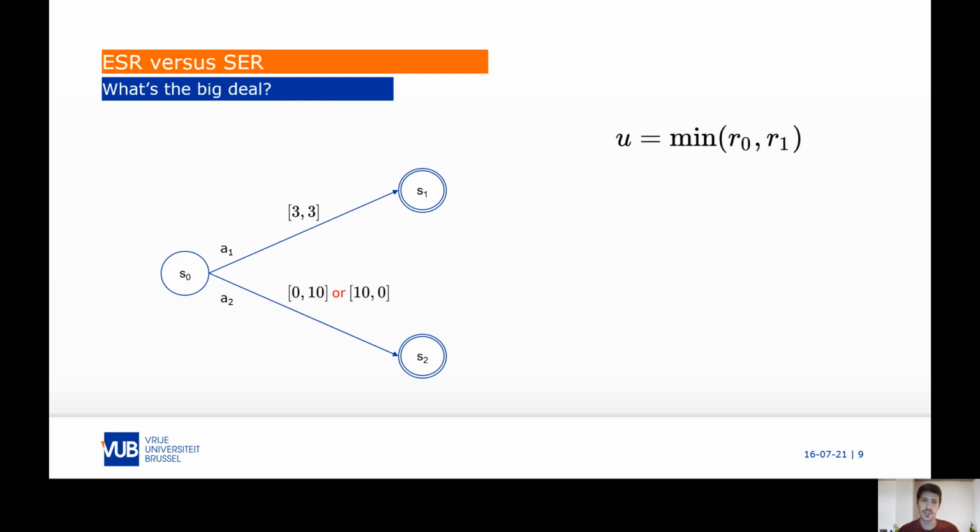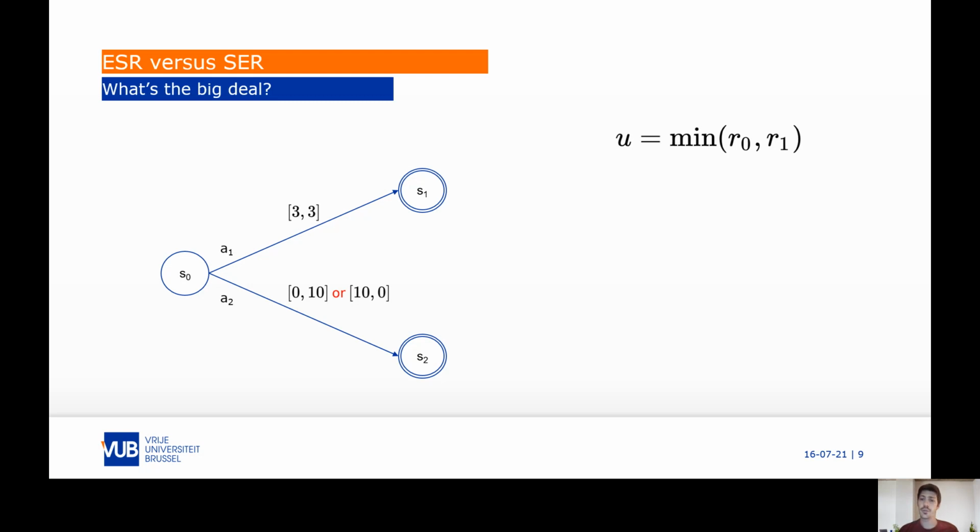For example, here is a one-step MDP. You have two possible actions. Either you take A1, which will always result in (3, 3), or you take action 2, which results in either (0, 10) or (10, 0), with a 50% chance for each.